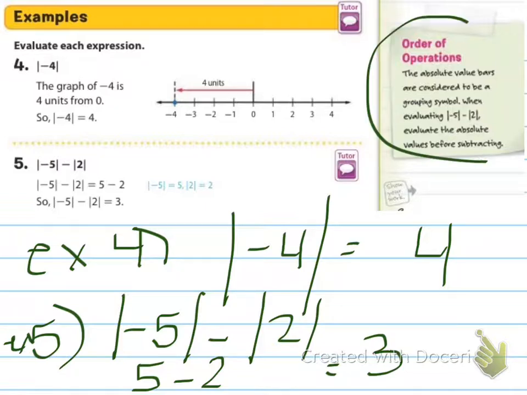All right, this little blurb here says the order of operations. Absolute value bars are considered to be a grouping symbol. So when evaluating the absolute value of -5 minus the absolute value of 2, you evaluate the absolute values before subtracting. So in order of operations, the absolute values get lumped in with the parentheses as what you do first. Okay, the grouping symbols, they call it.